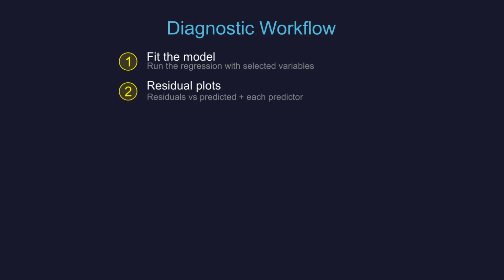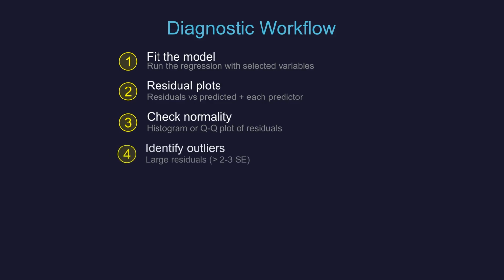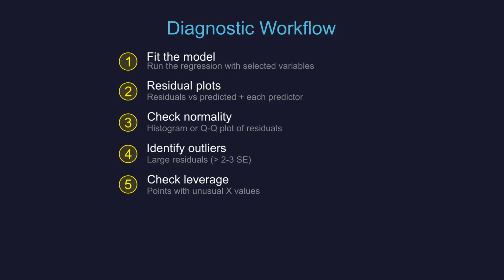Let's tie it all together with a diagnostic workflow. Step 1, fit the model. Step 2, make residual plots against predicted values and each predictor. Step 3, check normality with a histogram or QQ plot of residuals. Step 4, identify outliers, points with large residuals. Step 5, check leverage for points with unusual x values. Step 6, compute Cook's distance for overall influence. If problems are found at any step, consider removing outliers, transforming variables, or changing the model.